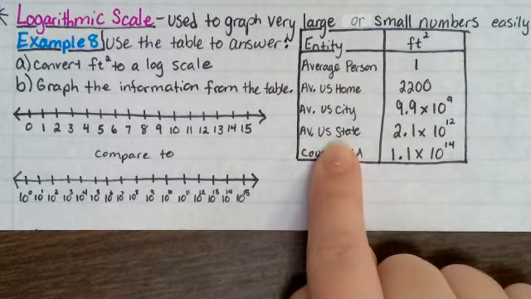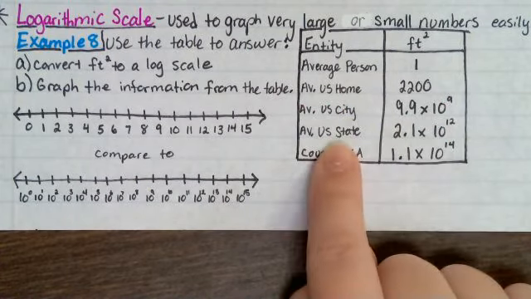And so what we're going to do to be able to graph these values easier is add on to our table and use a logarithmic scale. So the very first thing we're going to do, you see part A says convert feet squared to a log scale. And what I'm going to have us do is actually just add on to our table. So that's what you're going to see me do. Now, I don't want to draw on this paper because this is the one I'm using in class, but I remade another one for you guys, okay?